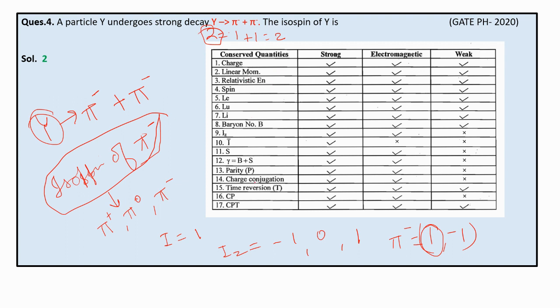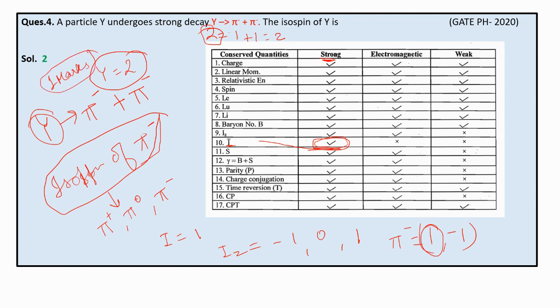Now this is the table, and you can see that in strong decay, isospin is conserved. So that means isospin should be conserved in a strong decay. So that's why Y has the value 2. This also came in the GATE examination for 1 mark. These are the questions of 1 mark.